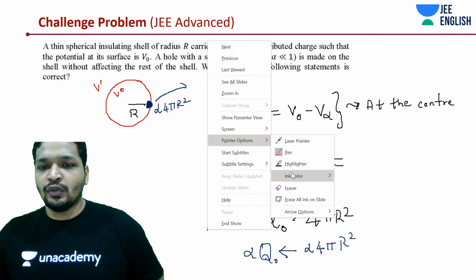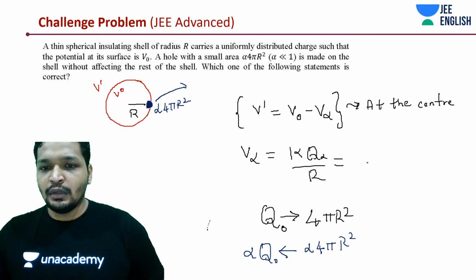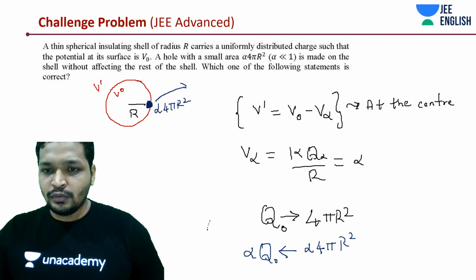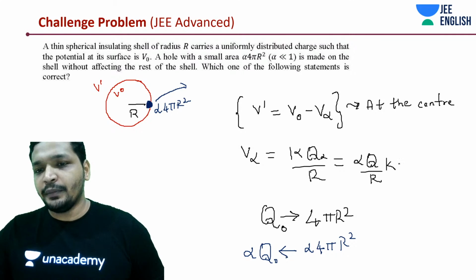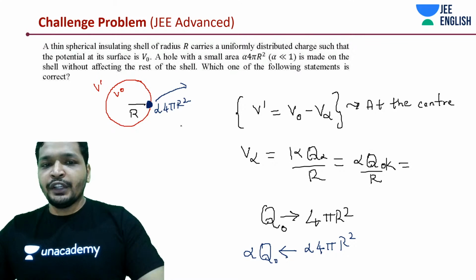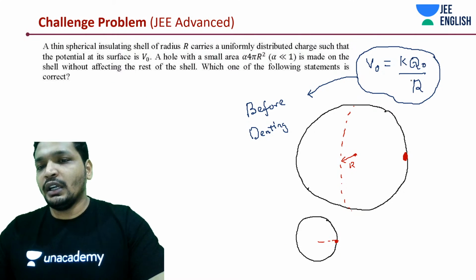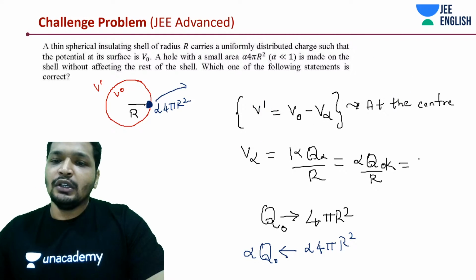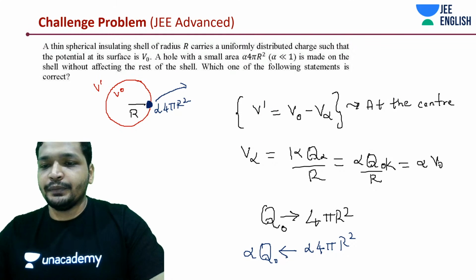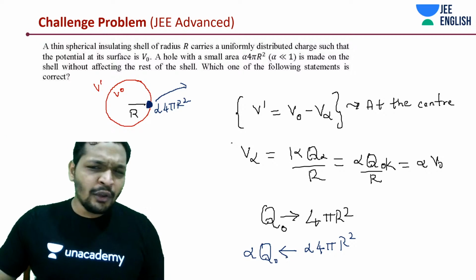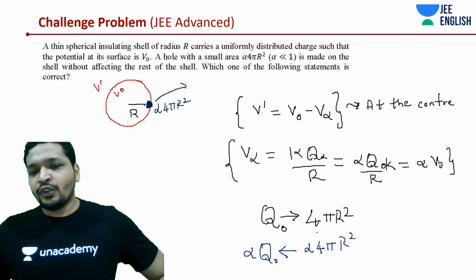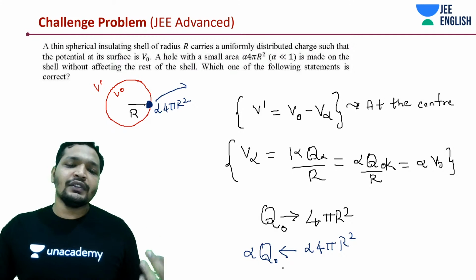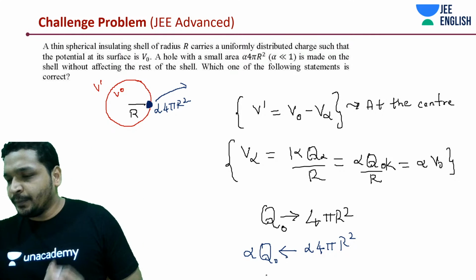So this would be alpha into Q naught by R into K. How much is that? And what is V naught's value? V naught's value, as we just initially discussed, should be K Q naught by R. So this should be alpha into V naught. I hope this is clear. This is at the center, students. So if Q naught was on 4 pi r square, then alpha into 4 pi r square would have alpha into Q naught.